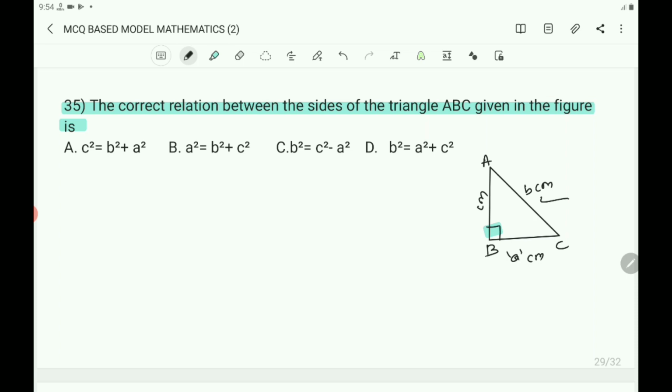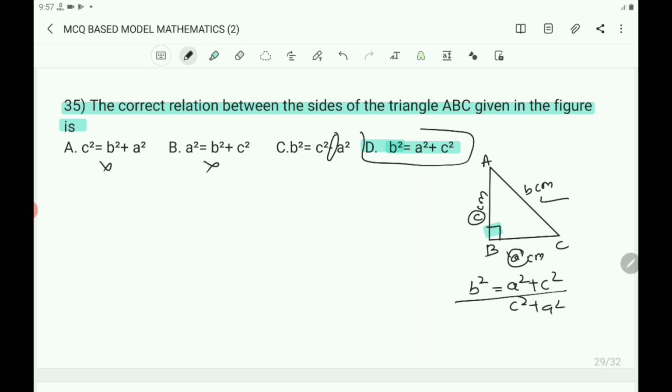And here this is the hypotenuse. And you know that square on the hypotenuse is equal to what? Sum of the squares on the other two sides. So here C is there, here A is there. So you can take A square plus C square or C square plus A square. This relation is wrong because here minus is there. Here B square equals A square plus C square, that is according to Pythagoras theorem. So option D, B square equals A square plus C square is the answer.